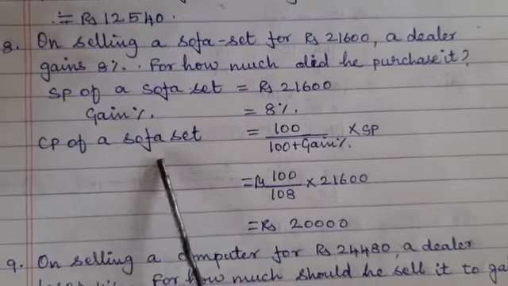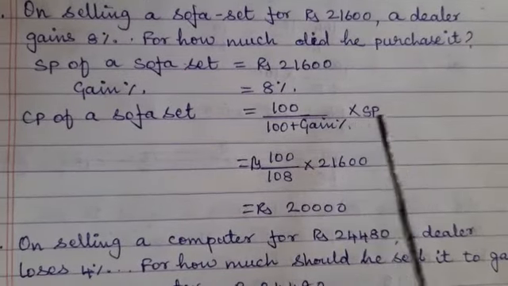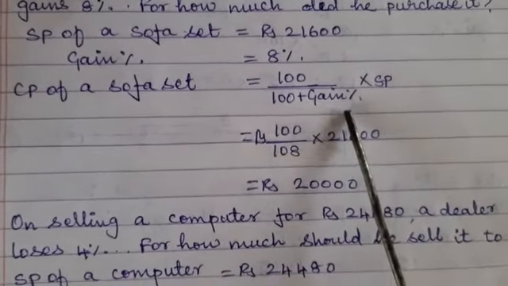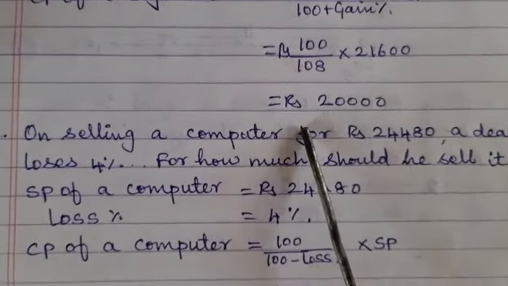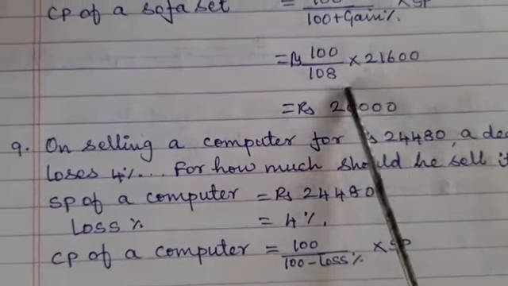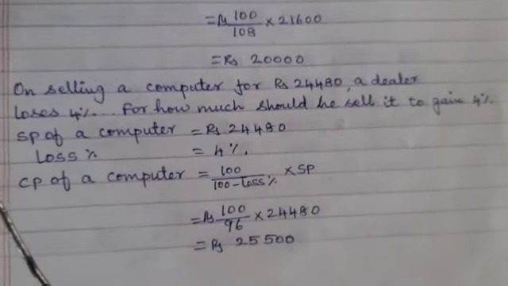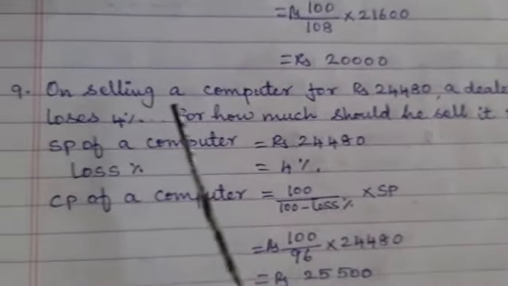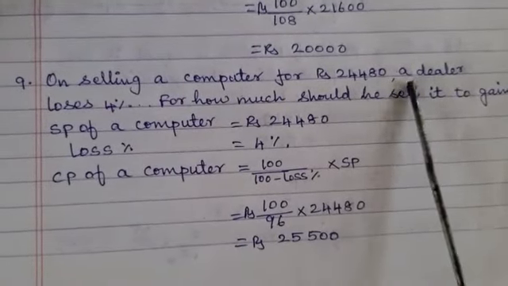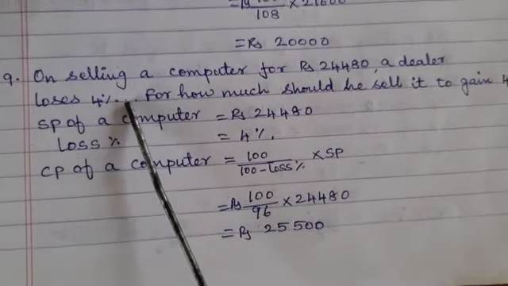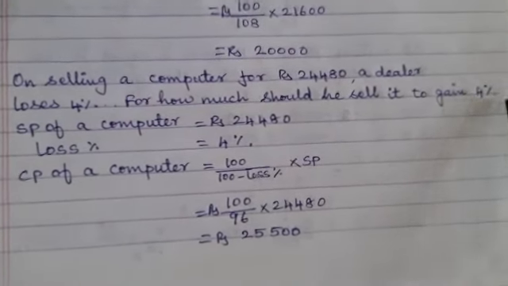Then the formula: CP of a sofa set is equal to 100 by (100 plus gain percentage) multiplied by SP. So we will apply the values of gain percentage and SP. After simplification, you will get CP of a sofa set is equal to rupees 20,000. You do all the calculations in the rough work and then show the process. Question number 9. On selling a computer for rupees 24,480, a dealer loses 4%. For how much should he sell it to gain 4%?